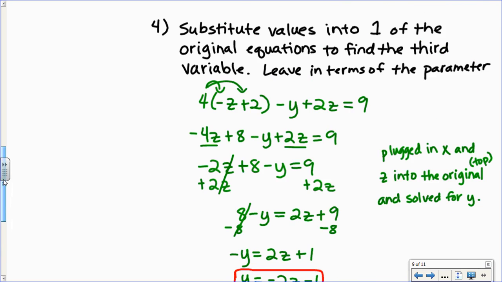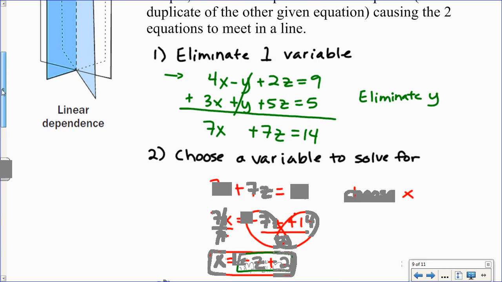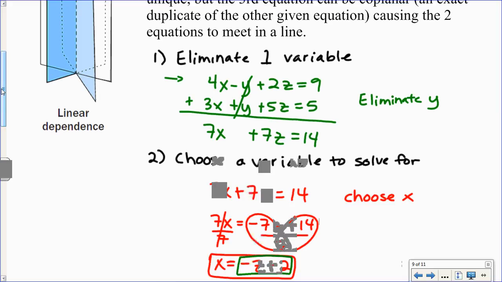So let's say back up here. We wanted to eliminate Y because that was easy here. You could have done X if you wanted, or Z, but it was just easier to do Y. But let's say we chose Z here instead, and we solved for Z. Then Z would be written in terms of X. So X would be our P in that case.